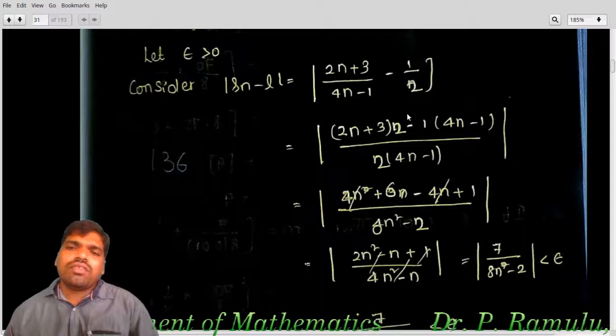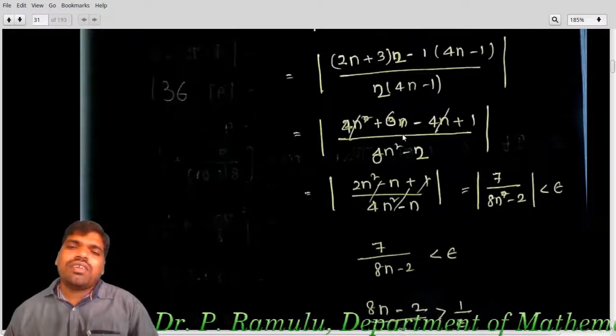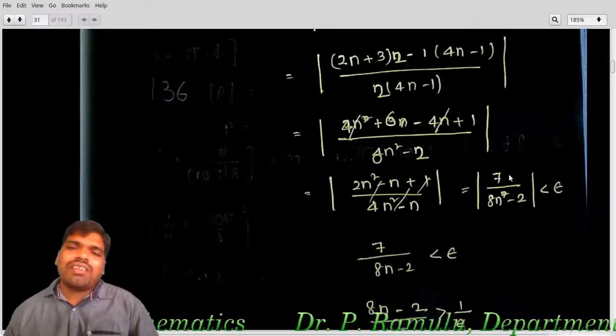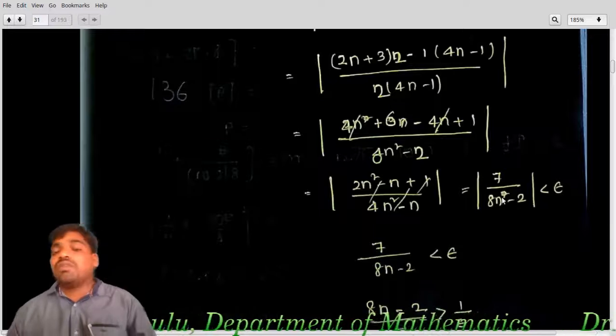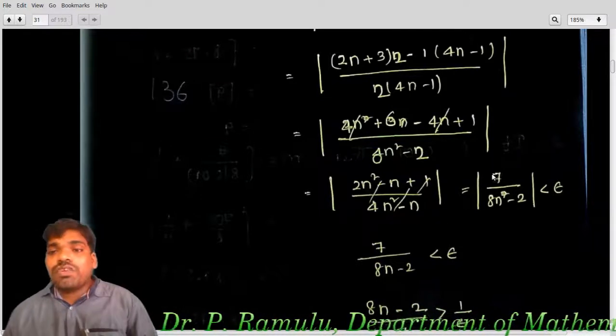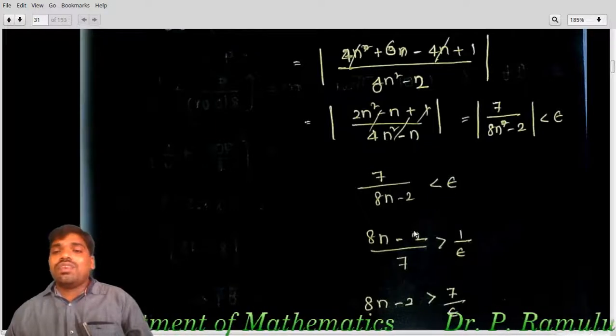If I do LCM or cross multiply this thing, then what happens? After cross multiplying and cancelling, we get 7 by 8n minus 2. That means 8n minus 2 is always positive for any natural number. So for the first number, putting mod or modulus, both are the same. I am writing here 7 by 8n minus 2 is less than epsilon.